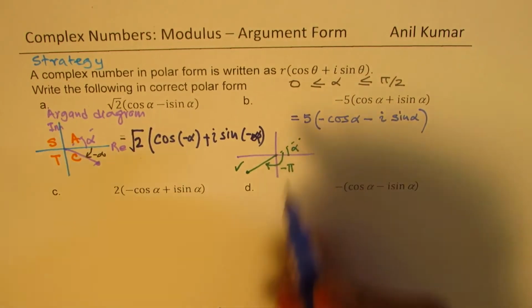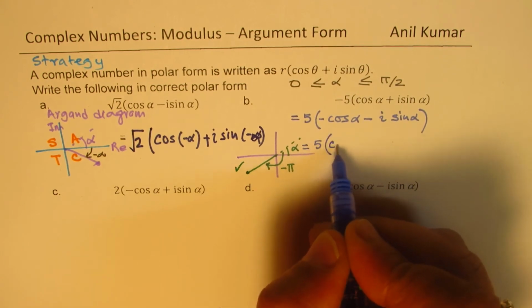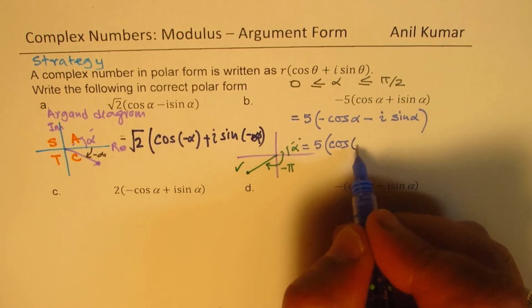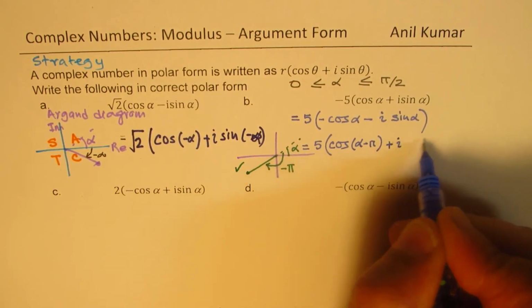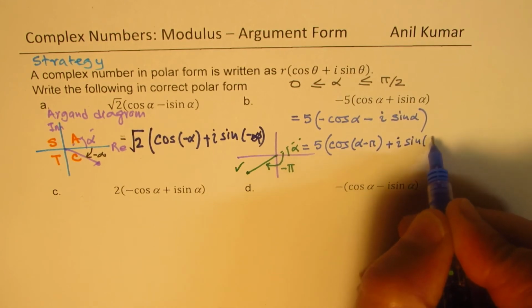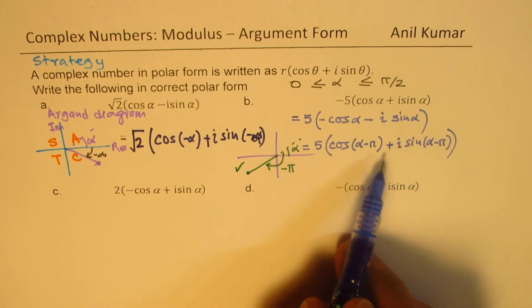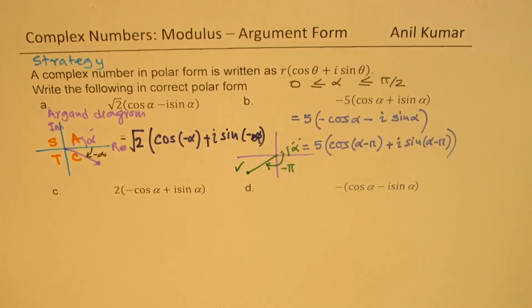Perfect. So therefore, this should be written as 5 times cos of alpha minus pi plus i sine of alpha minus pi. Is that clear to you? That is the correct form. If you write with these negatives, it is incorrect. So I hope you got the concept. With this concept, I'd like you to answer the other two questions.